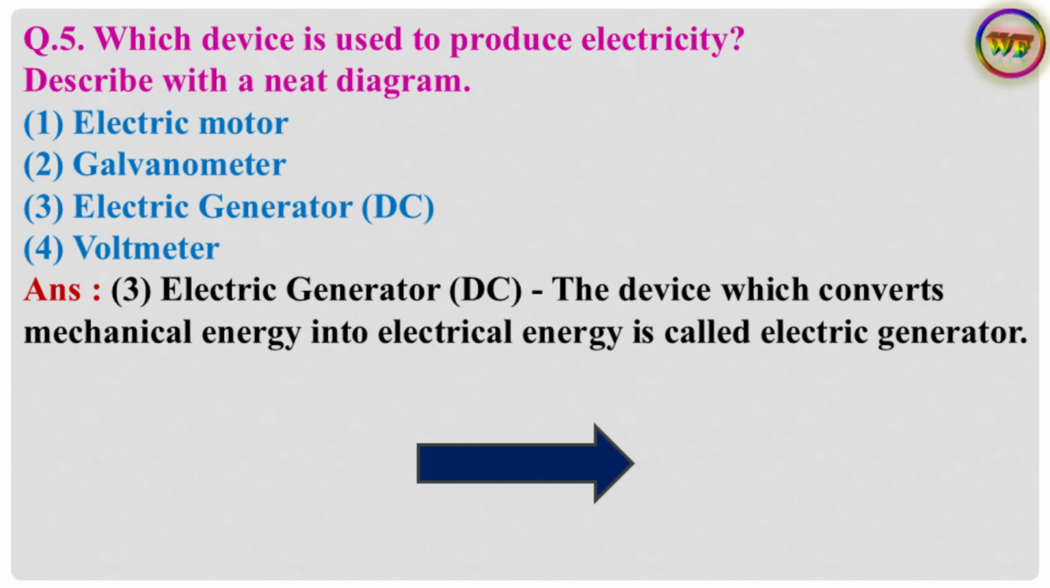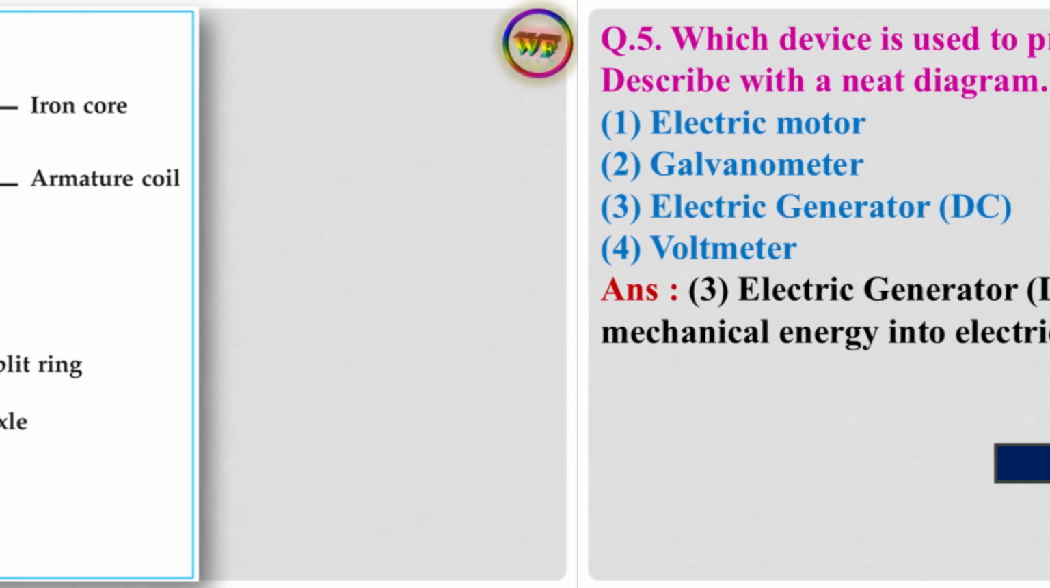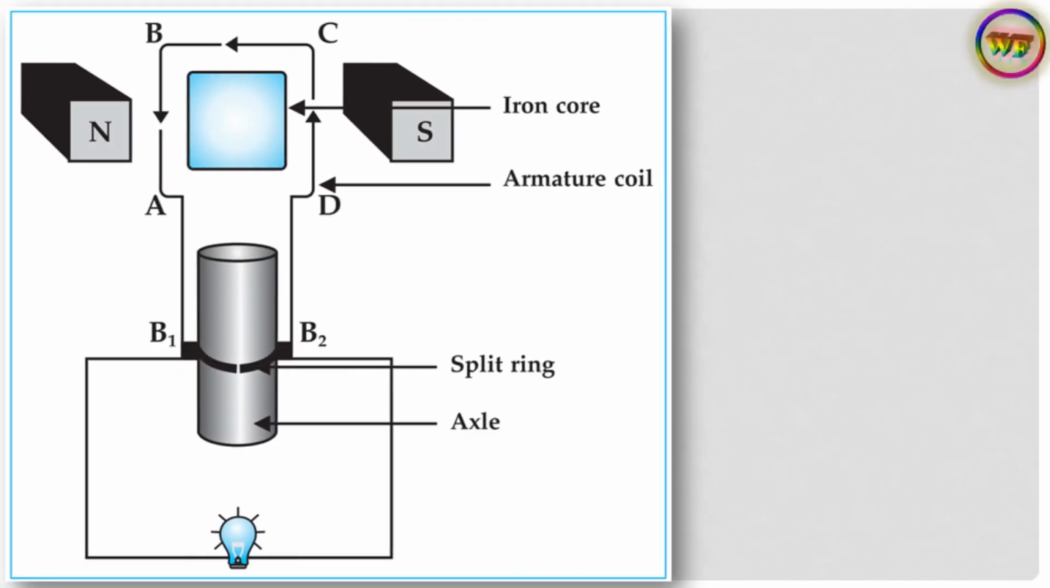Answer. Sub-question 3. Electric generator, DC. The device which converts mechanical energy into electrical energy is called electric generator. Continuation of the answer.